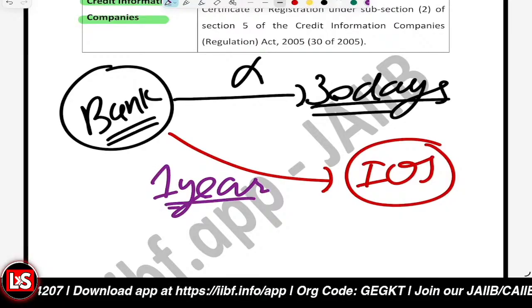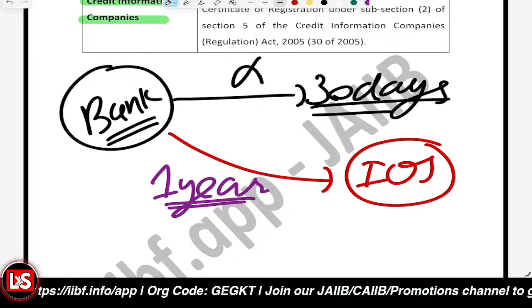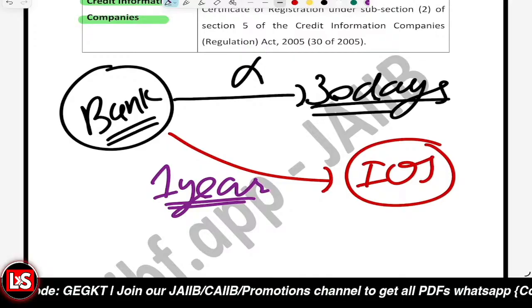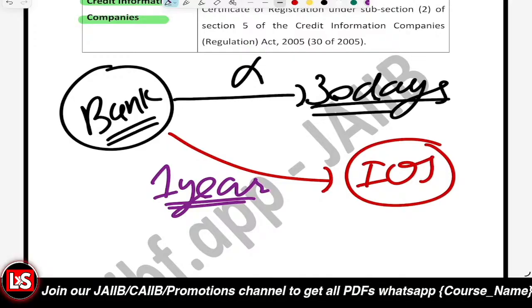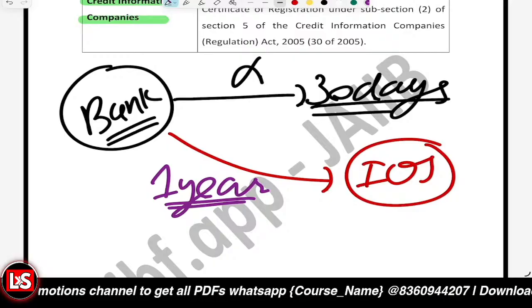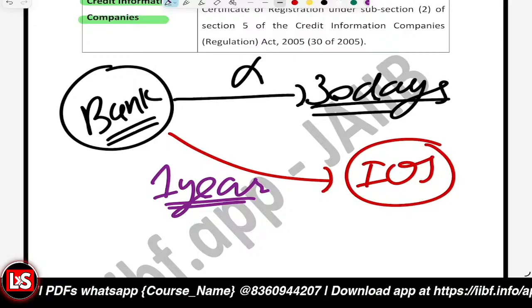It is 1 year from the date of complaint. It is basically 1 year after the final reply, or within 1 year plus 30 days from the date of complaint, right? And further, the complaint should not be pending anywhere. Like it should not be pending before any court, tribunal, or arbitrator. Only then it can be filed.